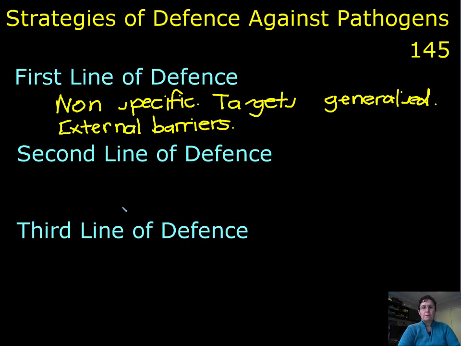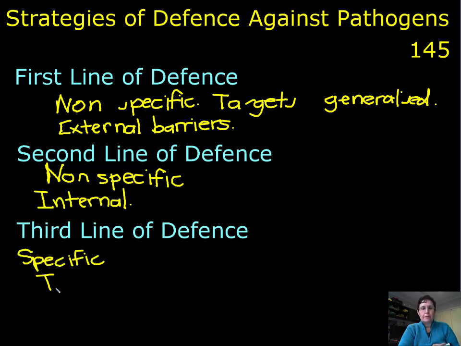The second line of defence is also non-specific. They are the internal defence mechanisms, which don't differentiate between what type of pathogen is invading, but rather that just a foreign agent has entered the body.